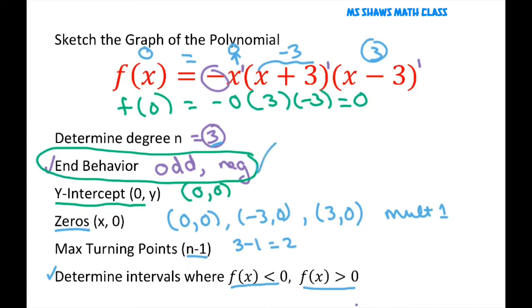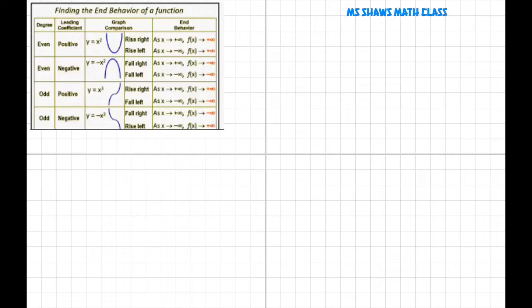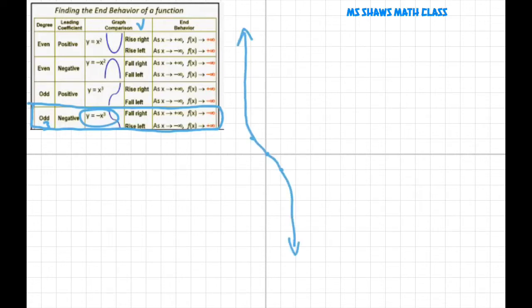So we're going to go back to our end behavior, and let's look at that. We have odd and negative. So odd and negative is right here, this portion of the graph. In fact, our degree was 3. So it has a graph comparison of this y equals negative x cubed. So it's something like this. All right. Now, if you look at your end behaviors, we have a piece there, piece there.